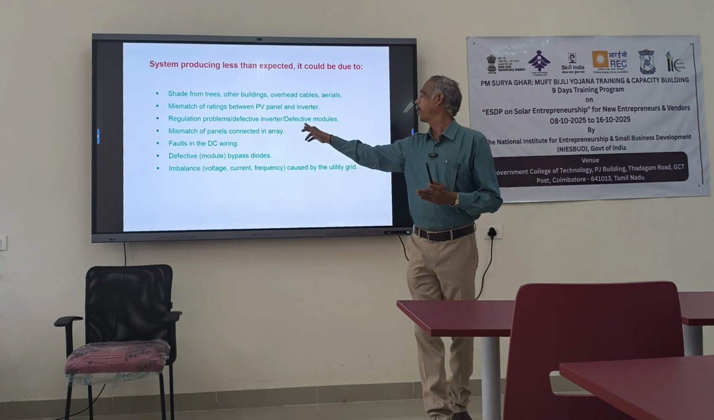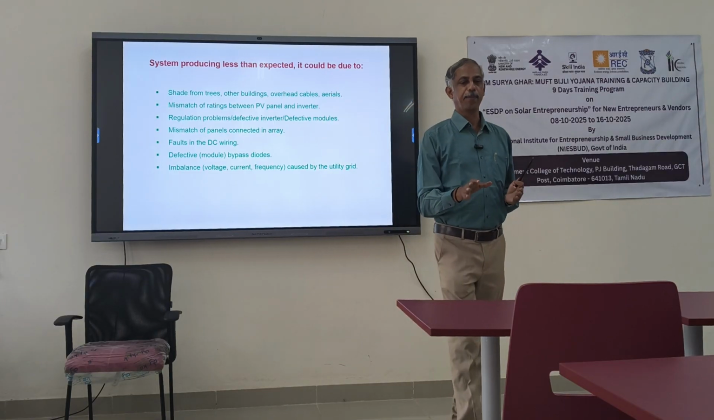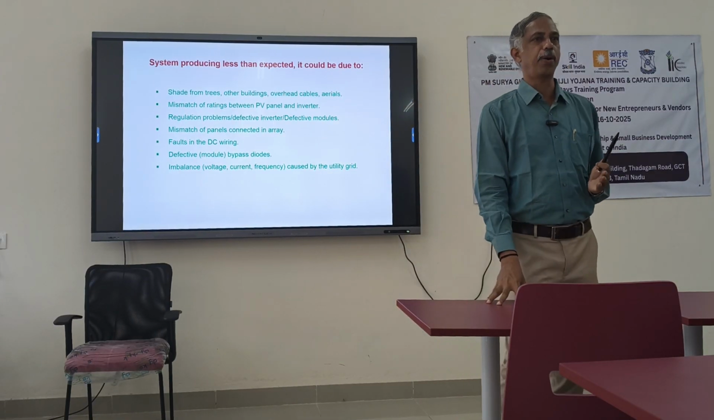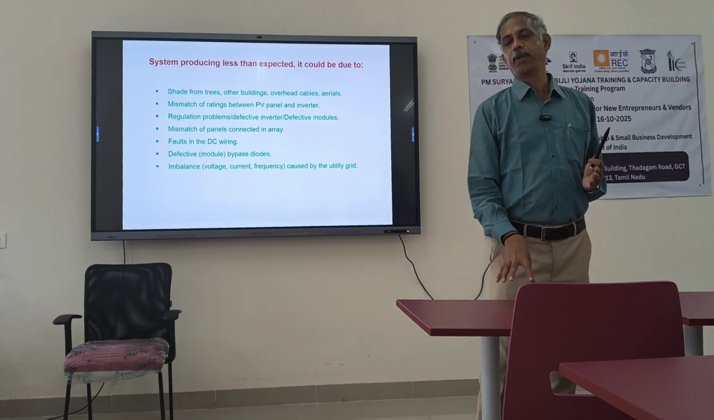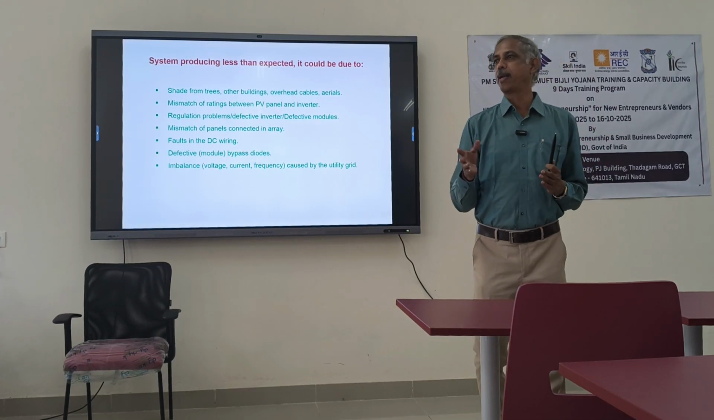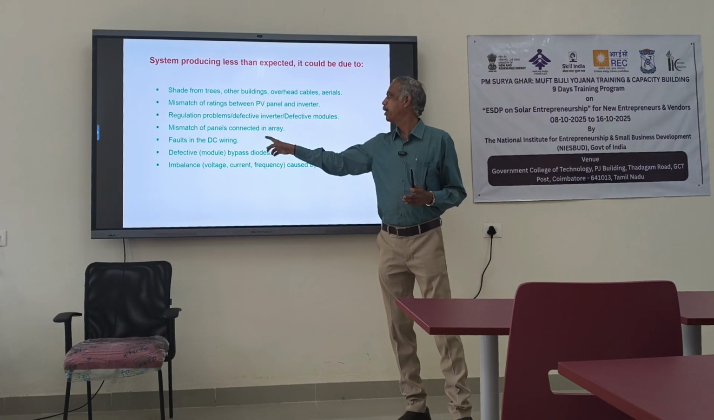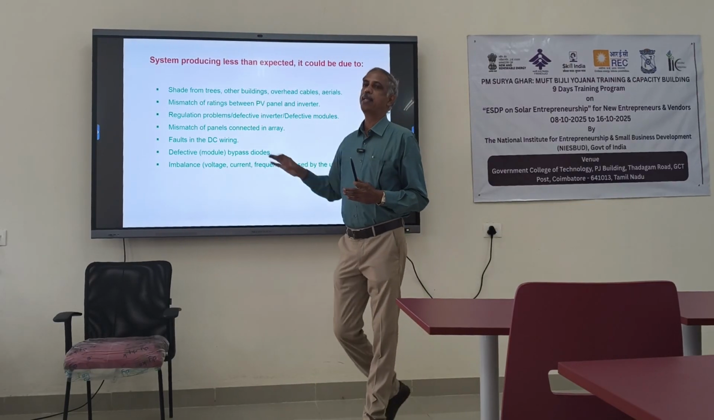And defective inverters, defective modules will be there. As I said earlier, due to shadowing or damage in one solar module, it affects the power generation. So you have to identify the defective panel and replace it with a new one. Then you can get the power generation without affecting the total power. And mismatch in panels, fault in DC wiring.